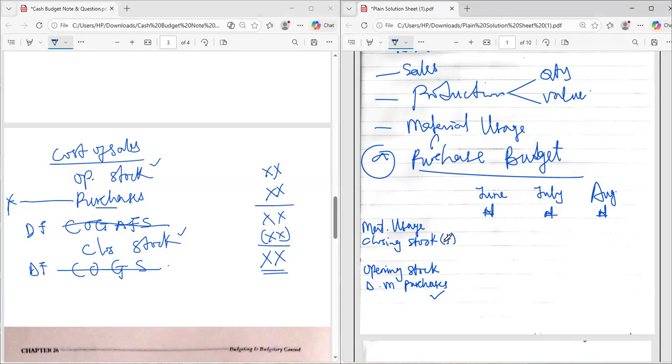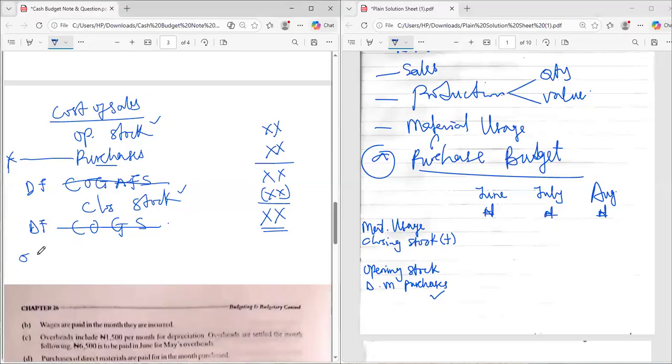Do you agree with me? It's mathematics now. Put this in the mathematics. Opening stock plus purchases, then minus closing stock equals cost of goods sold. Make purchases the subject of the formula. Purchases now equals to what? Let's say cost of goods sold.